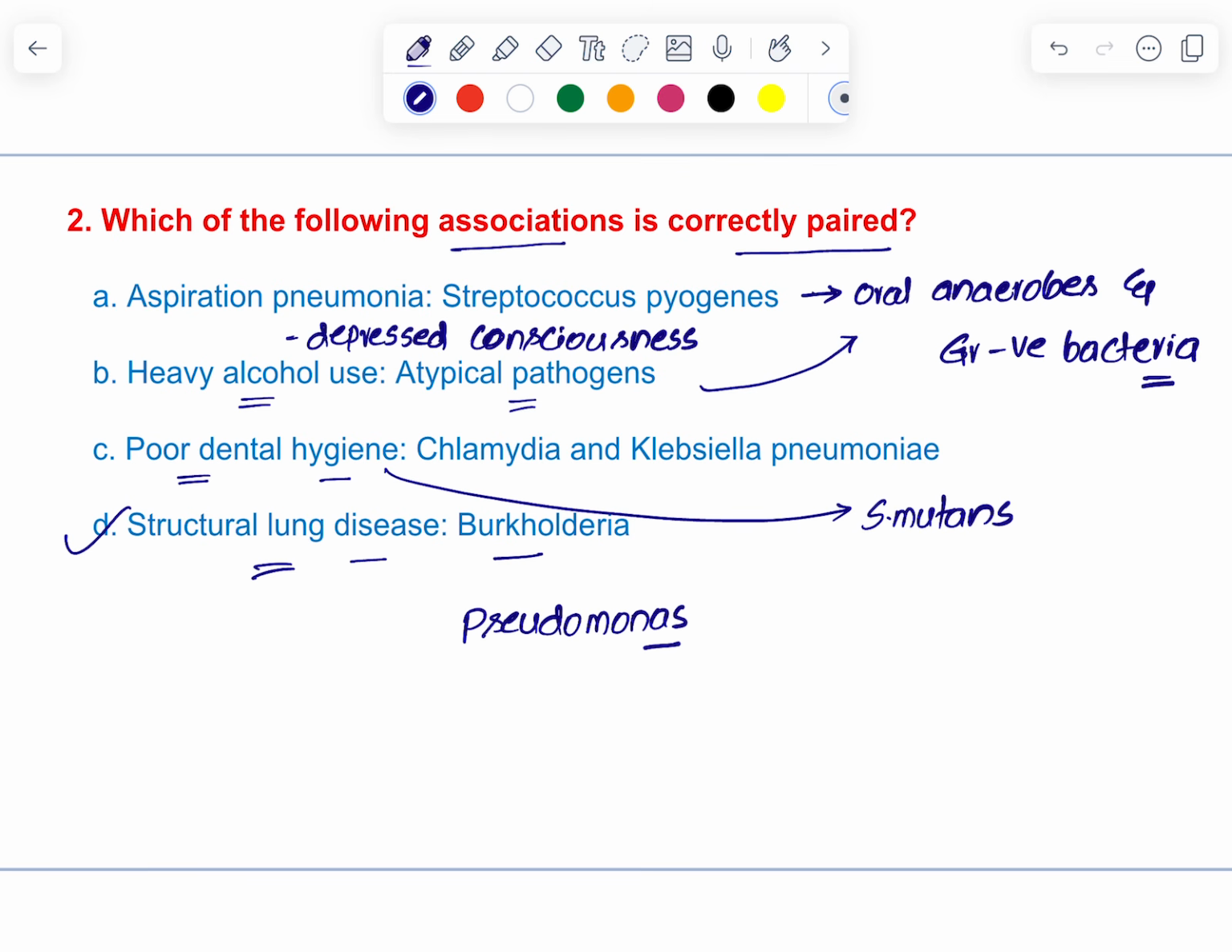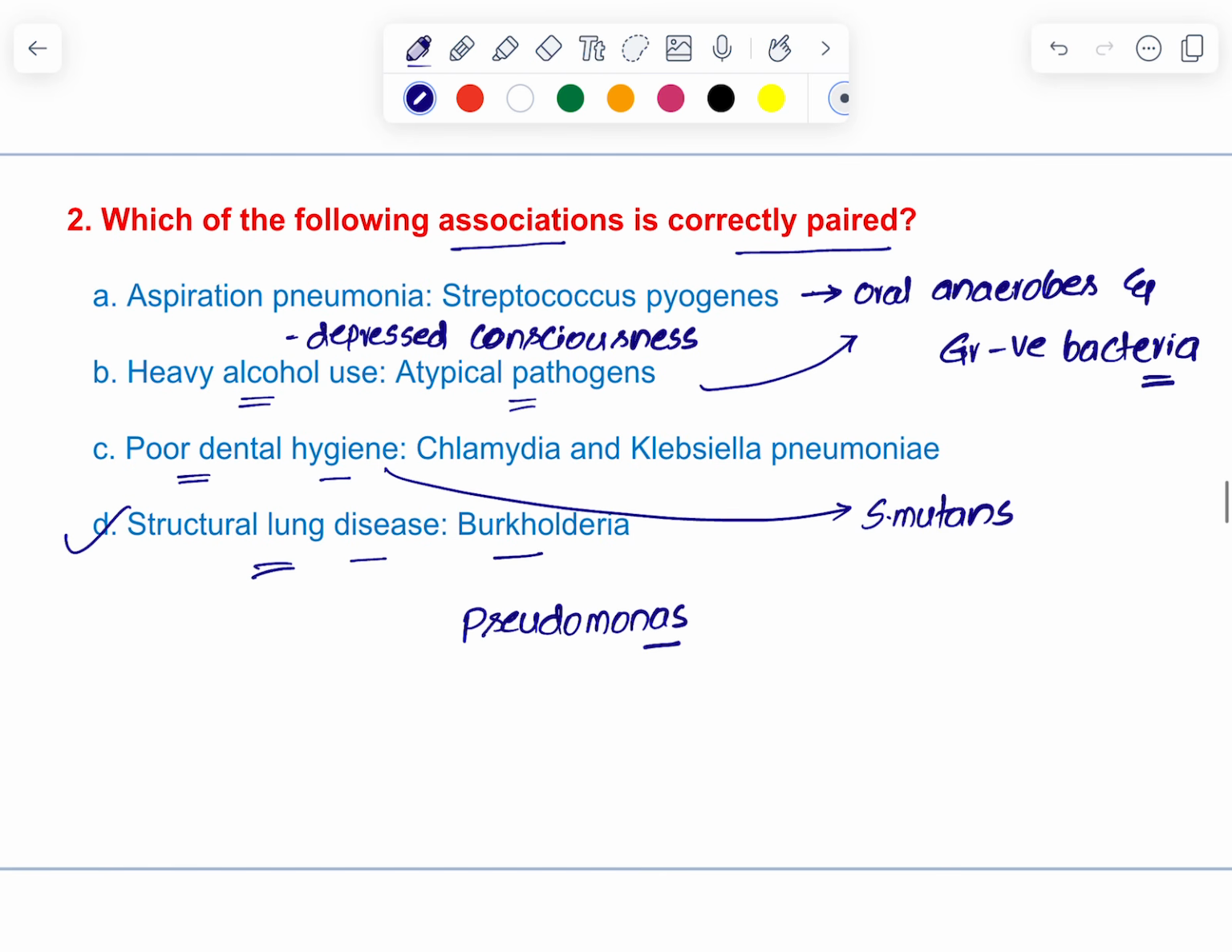All right, and also a very important point that you need to note down is you need to know the risk factor and the respective pathogens. So in this question we have only 4 options, right? But let me tell you the other risk factors and the respective pathogens.